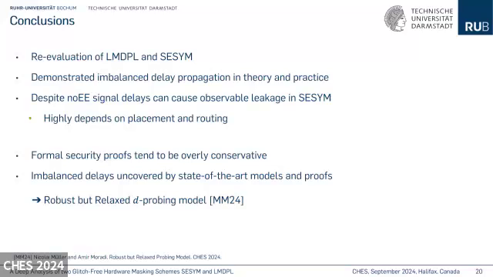So what we can conclude from this is that formal security proofs tend to be overly conservative, for example, by considering every possible occurrence of a glitch in a circuit. And they also don't cover any imbalance delays to prove that this is actually secure formally. A follow-up work, which is based on the observations we got here, is the robust but relaxed probing model, which is going to be presented here tomorrow. This model looks at the transitions of each gate, and by this also implicitly covers the delays that are propagated through the circuit.